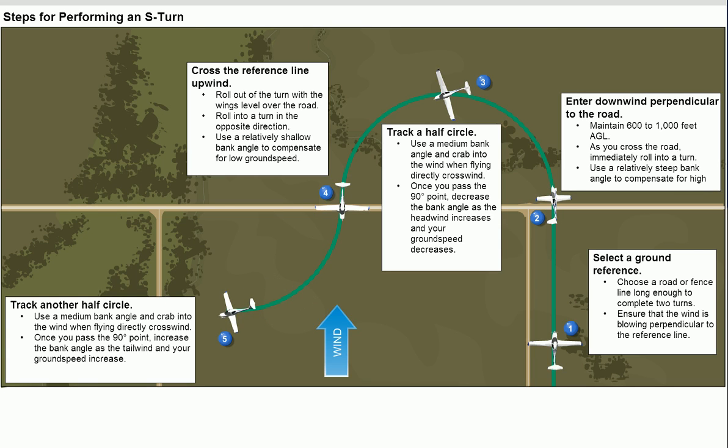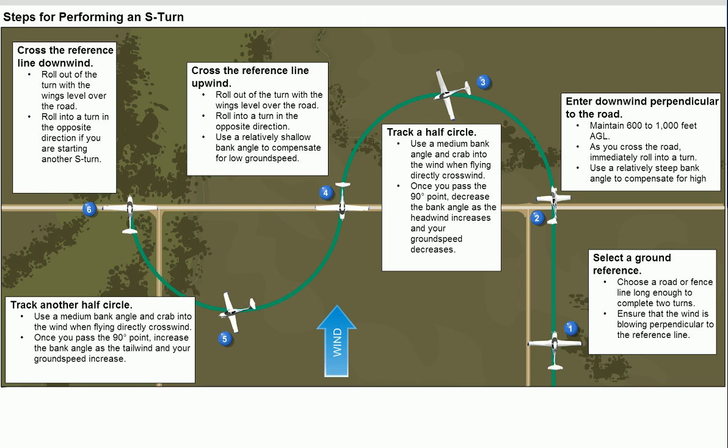Use a medium bank angle and crab into the wind when flying directly crosswind. Once you pass the 90-degree point, increase the bank angle as the tailwind and your ground speed increase. The next step is to cross the reference line downwind. Roll out of the turn with the wings level over the road. Based on your instructor's direction, roll into a turn in the opposite direction if you're starting another S-turn.